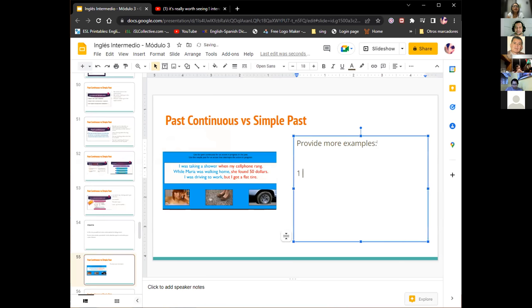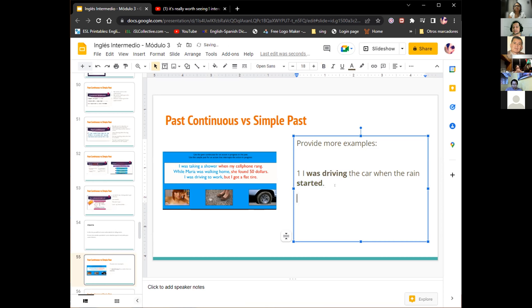I was driving the car when the rain started. Very good. When the rain started or started? It started, right? This is the past continuous, right? I was driving the car. I was driving, that is the past continuous, and this is the simple past. Started. Okay. Very good.